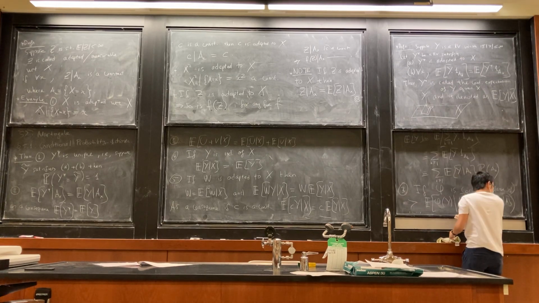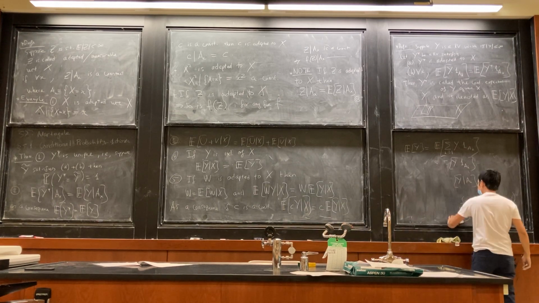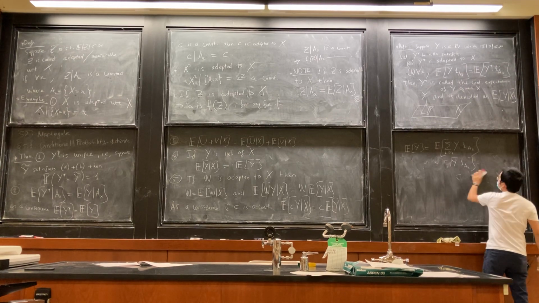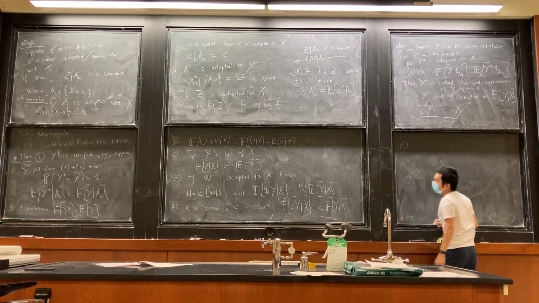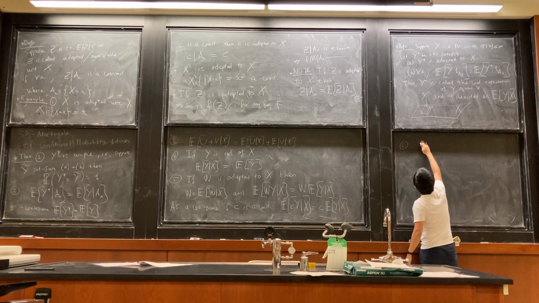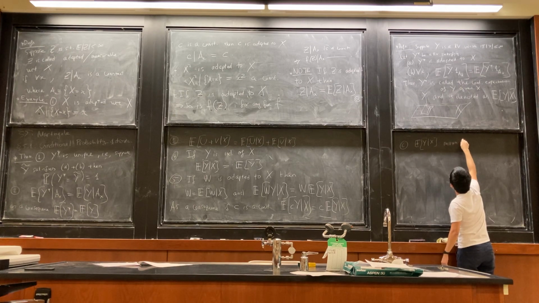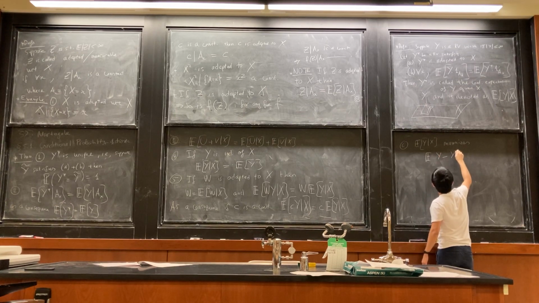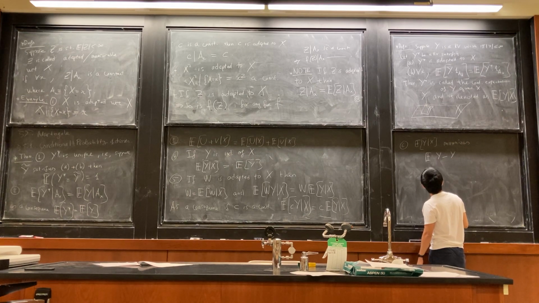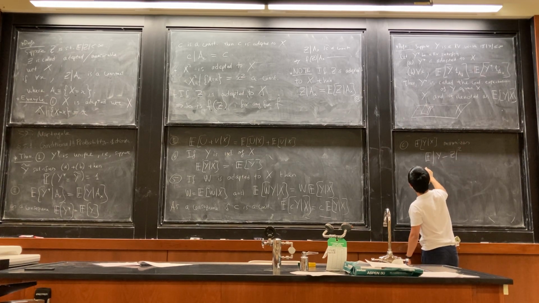And the last property is the following. 6. Okay. So the conditional expectation is a minimizer. Minimize the following quantity: y minus z, squared, among all z adapted to x.